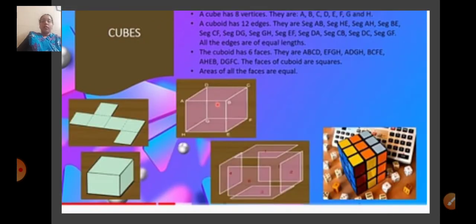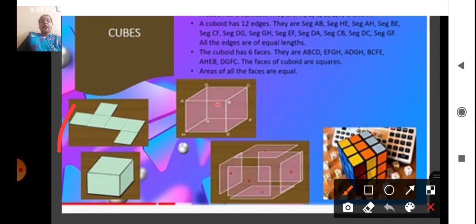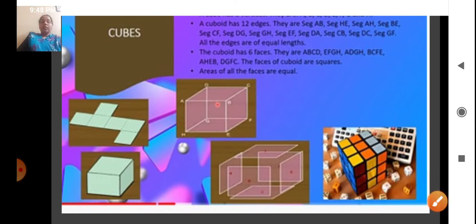Let us move to the next shape, that is cubes. Now let us learn about cubes. Now see, children, you can see it on my screen. This is the net form of cube. Using this net form, you can make a cube like this. Like how last year you made cuboid using the net form, similarly you can make cube. Okay? Now let us learn more about cubes.